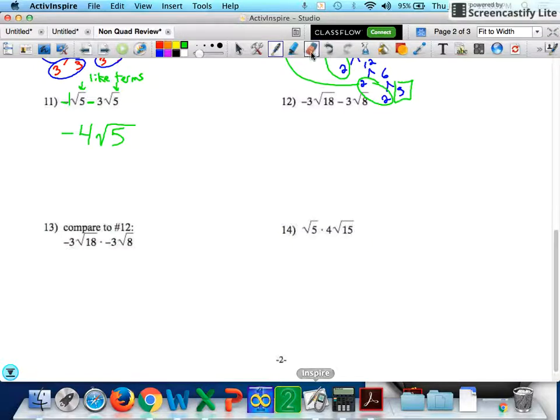For number 12, I'm going to erase a little bit of this old work. For number 12, we're doing another subtraction problem, just like 11, except this time they're not like terms, mostly because we haven't simplified them yet.